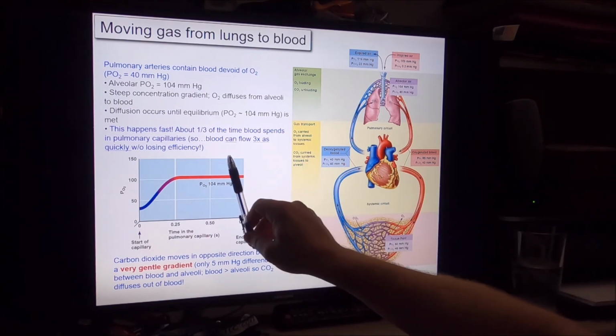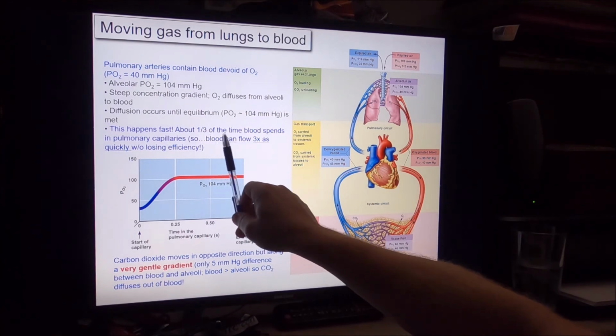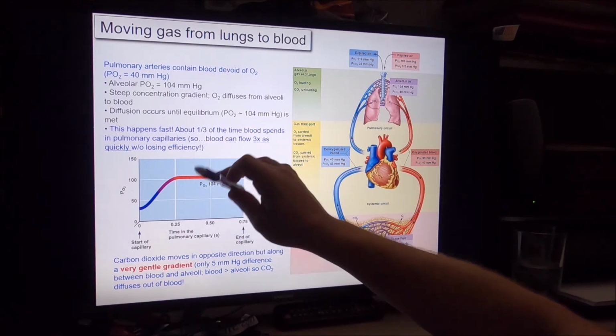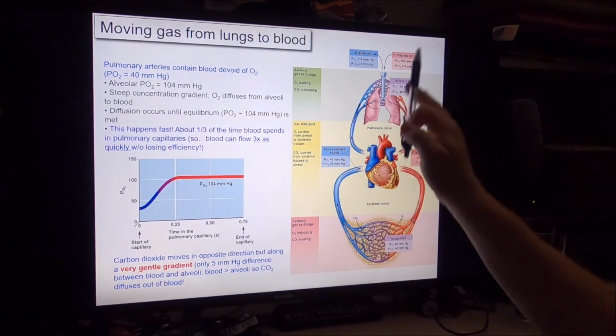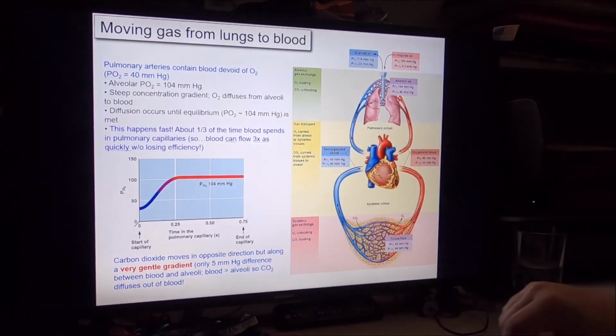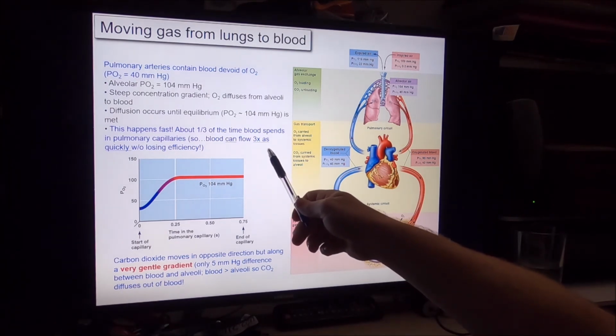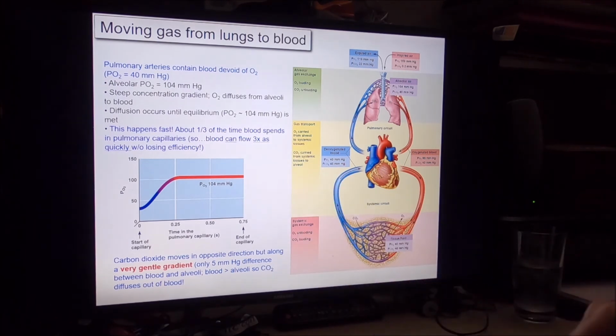Let's see if I can give you precise numbers. About a third of the time, blood spends in pulmonary capillaries. The nature of it is that blood can flow 3 times faster than it normally does without losing efficiency. So what I'm saying is that your rate of diffusion is incredibly fast. We can diffuse these gases very quickly indeed. In fact, you could move blood through your cardiovascular network about 3 times faster than it does, and you would still efficiently move oxygen and carbon dioxide.